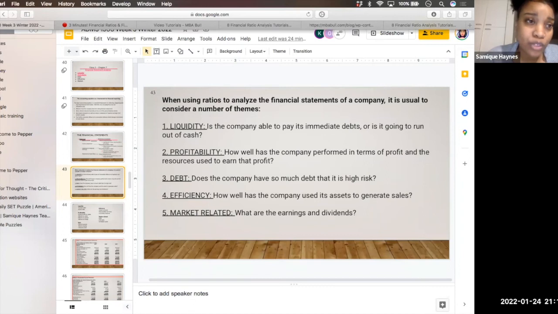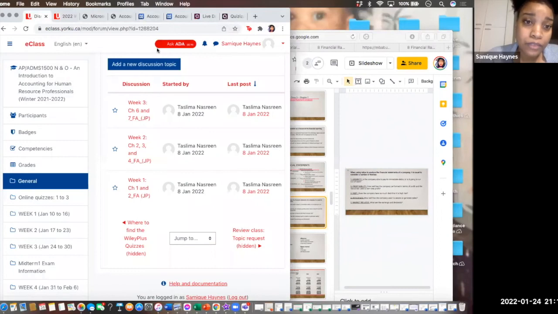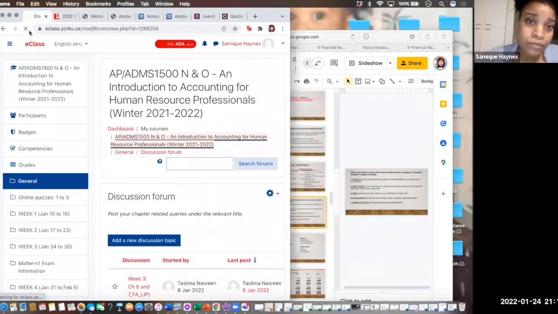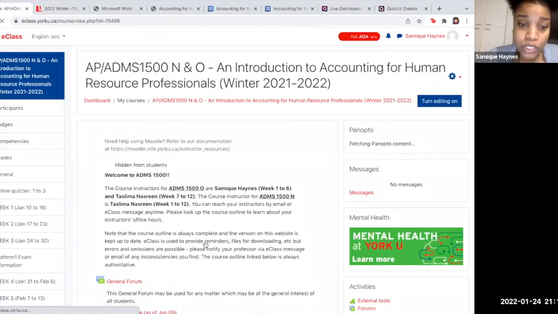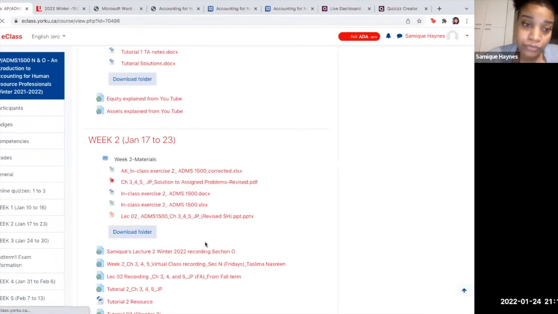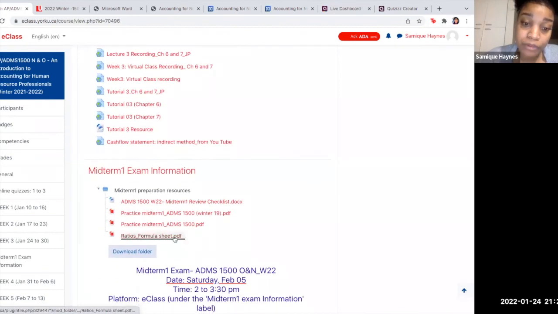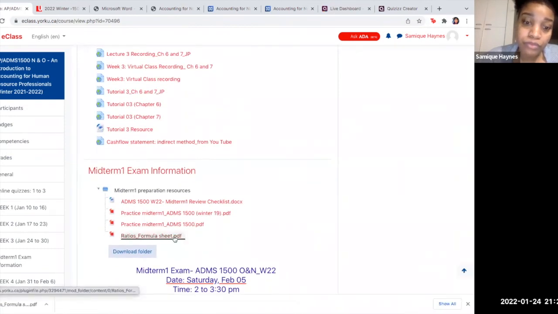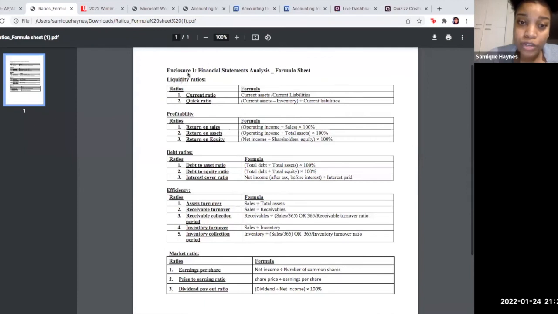So for each of these ratios, I'm going to jump over to the E-class now quickly so that you can see what that ratio formula sheet looks like. So it's right here. This is what it looks like. It breaks down the ratios under liquidity, profitability, debt, and efficiency. The formulas are all there.